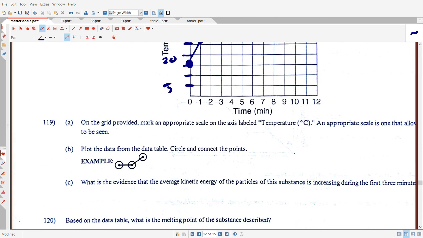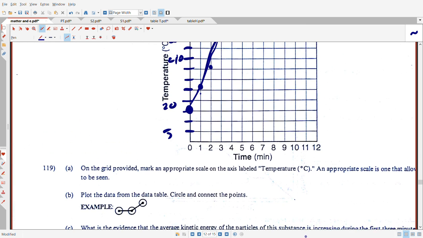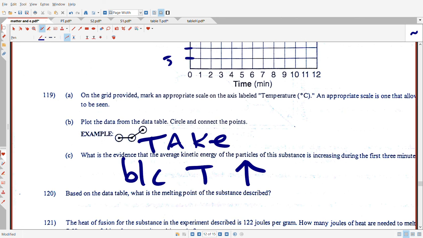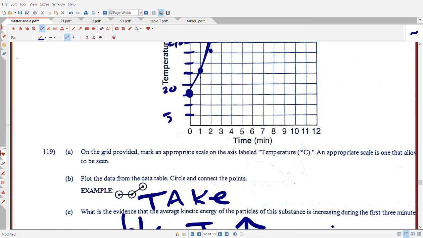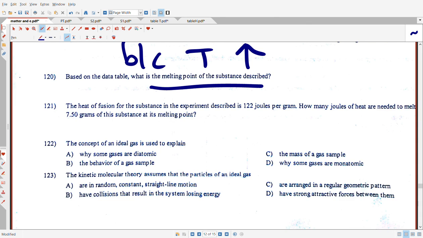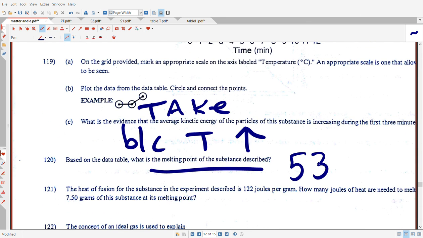How do we know average kinetic energy is increasing during the first 3 minutes? Well, you have to know what average kinetic energy means. It means temperature. So you could see because the temperature is going up. And then what's the melting point? Well, that's where it's constant. It has to be 53 degrees Celsius, where the temperature doesn't change.